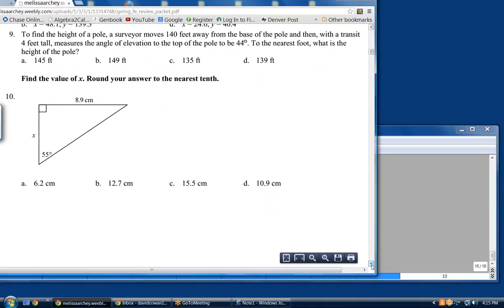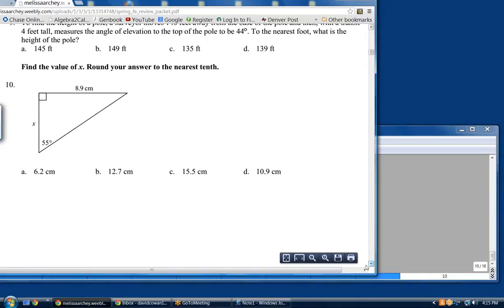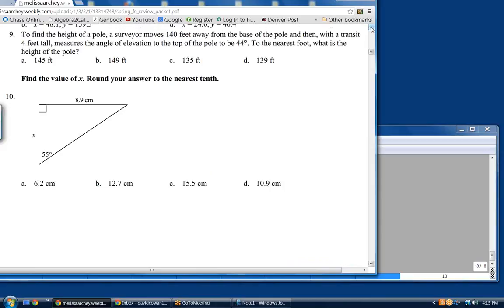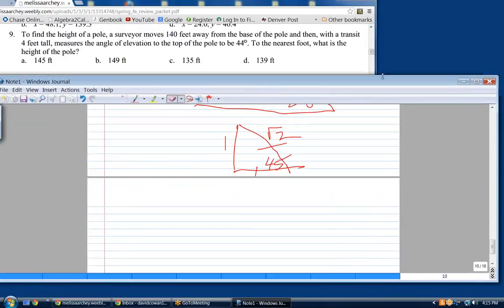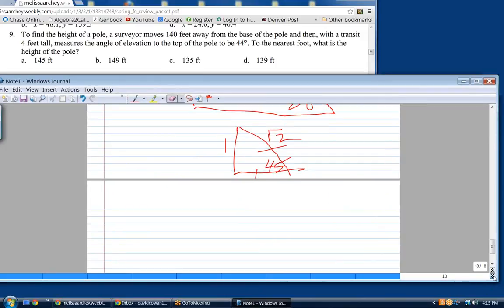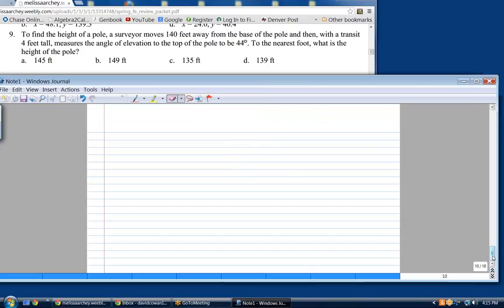See, these problems are just over and over and over. Oh, here finally we're going to get one that doesn't involve a 30-60 or a 45-45. That means we're going to have to use trig. Whenever you see an angle like 44 degrees, you know you're going to have to use trig, because we don't have a unit triangle for 44 degrees.